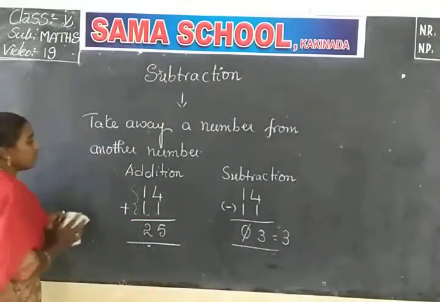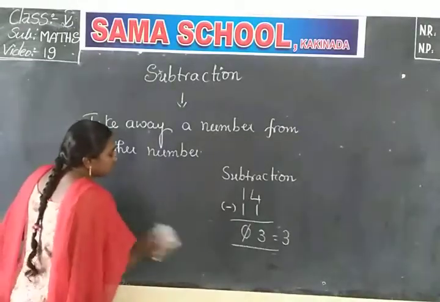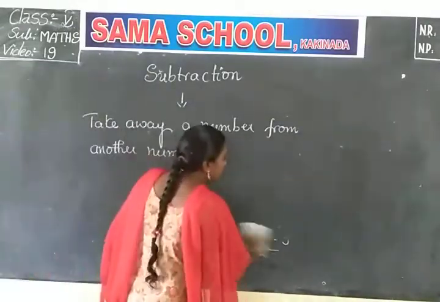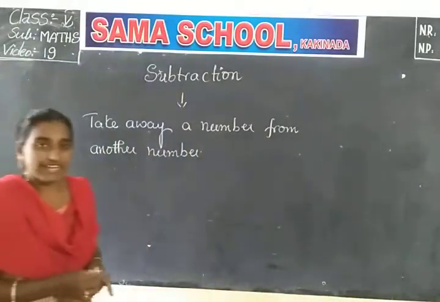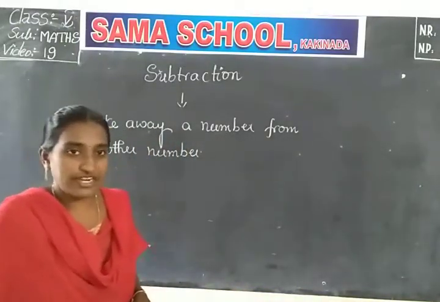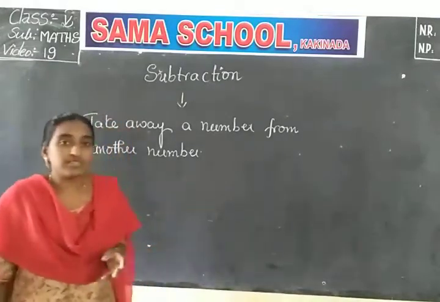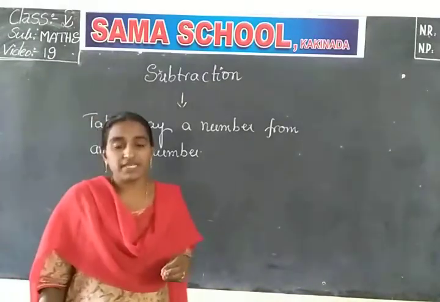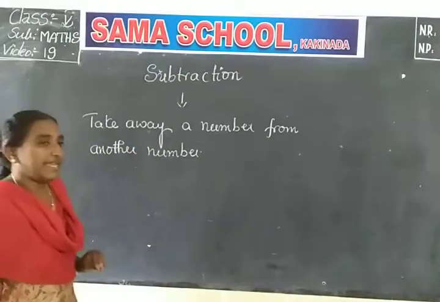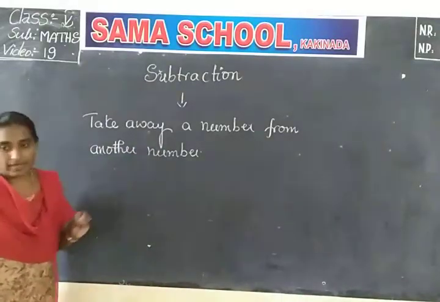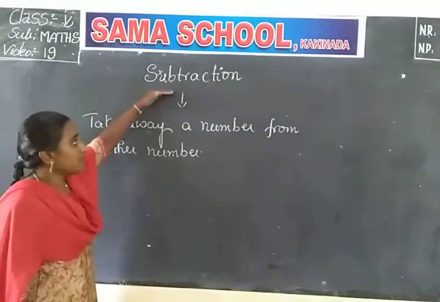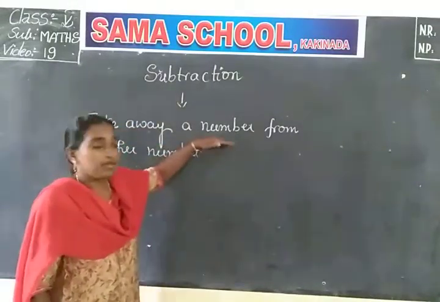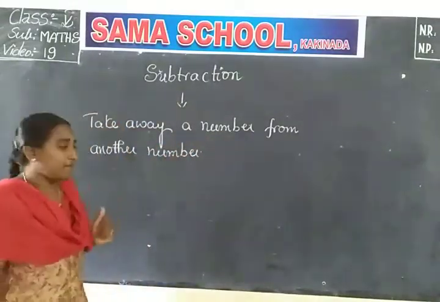See children, in additions we have learned the terms of addition and the properties of addition. Like that in subtractions also we have some terms and properties. Let us see what are the terms of subtraction. Okay children? Did you understand the meaning of subtraction? Subtraction means take away a number from another number.